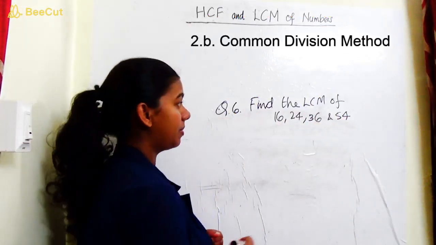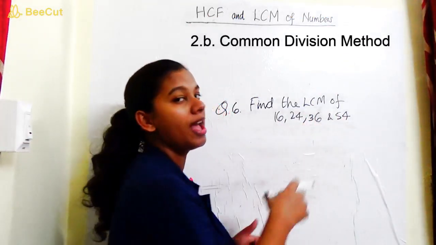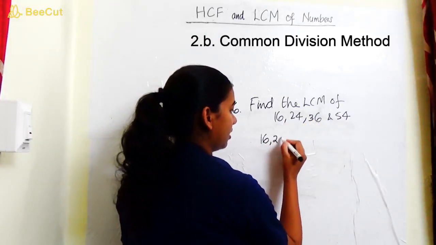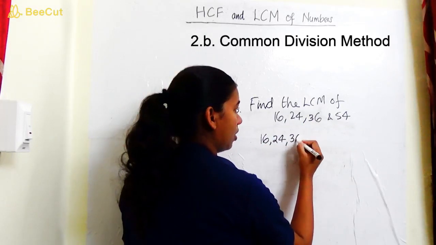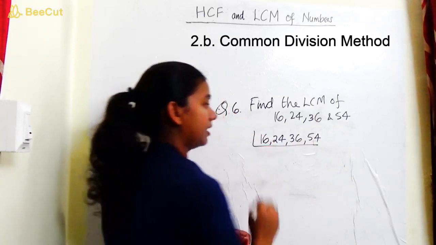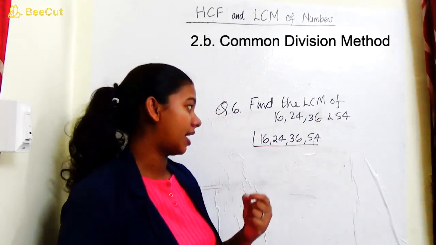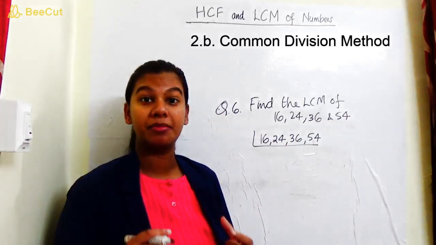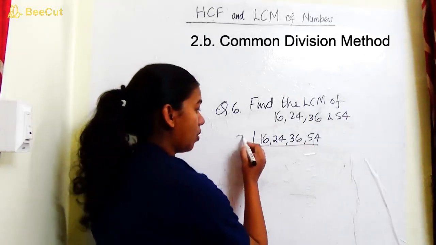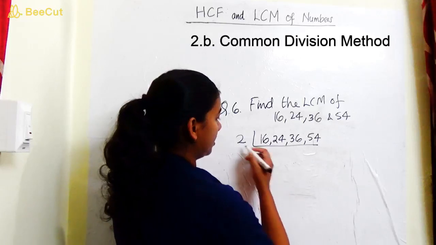Now what was the first step? We have to arrange these numbers in a row, which can be in any order. There is no increasing or decreasing order. So I am writing 16, 24, 36, 54. Now the second step is that I have to divide. In this, these are all even numbers, so the prime number 2 will divide all these numbers, right? So I'll divide all these numbers by 2.